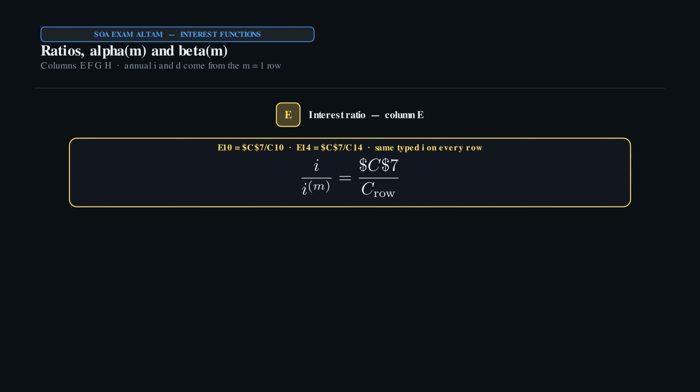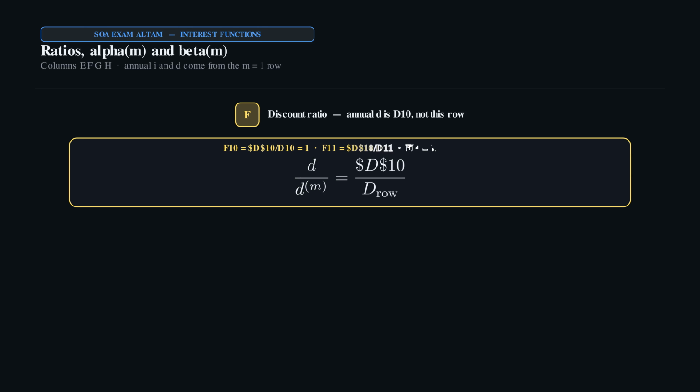Column E is the interest ratio, I over I upper M. Excel writes locked C7 divided by this row's C. For M equals 1 the ratio is 1. As M grows the ratio rises above 1, because I upper M is falling. Column F is annual D over D upper M. The numerator is locked D10. The M equals 1 discount, not the D on the current row. If you write D11 over D11, you will get 1 on every row and fail the conversion.